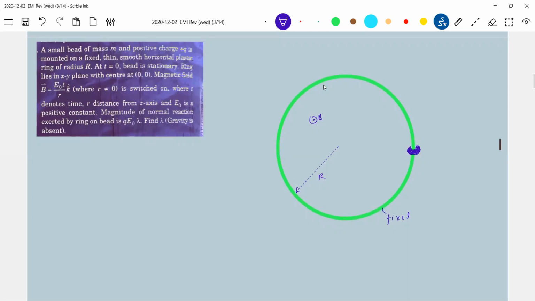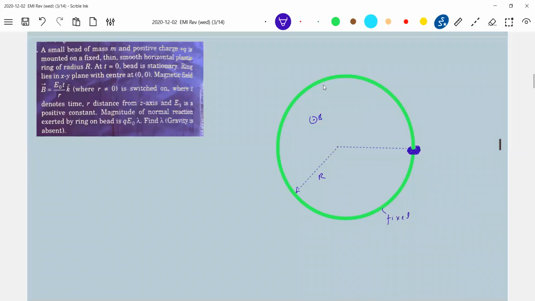The magnetic field is switched on. So will anything happen here? Let's do one thing. At the location of the bead there's a charge Q. It's having a charge plus Q. Will it move? Will anything happen to it? That's what we should look at.